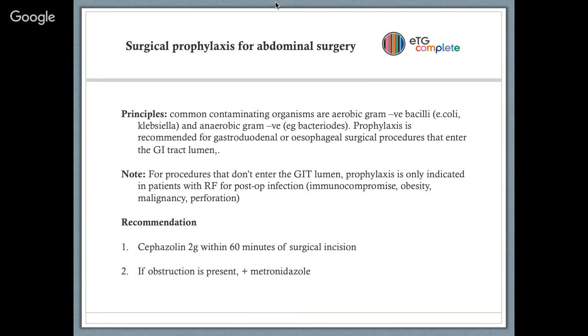And prophylaxis is recommended for gastroduodenal or esophageal surgical procedures that enter the GI tract lumen. If you're not entering the GI tract lumen and the patient hasn't perforated or they're not at high risk of an infection, we don't routinely do antibiotic prophylaxis before surgery. But I've actually seen it come up as questions in different places. So it is worth knowing what antibiotics to give in a pre-op patient.